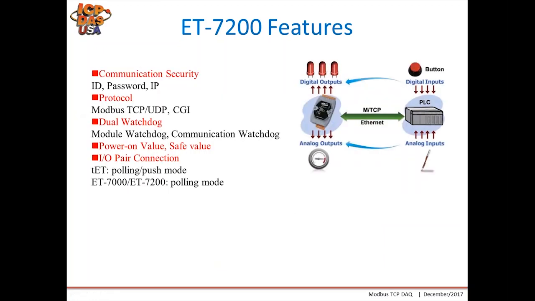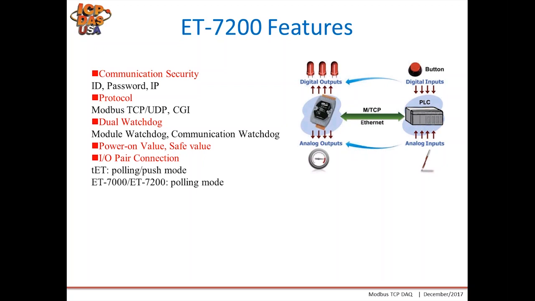The ET7200 series also has a few additional features. Communication security has ID, password, and IP, where it only allows communication from certain IP devices. For security purposes, if you want to prevent outside people or other devices on the network from accessing the data, you could do that by programming the module. It has Modbus TCP and UDP, as well as CGI capability.